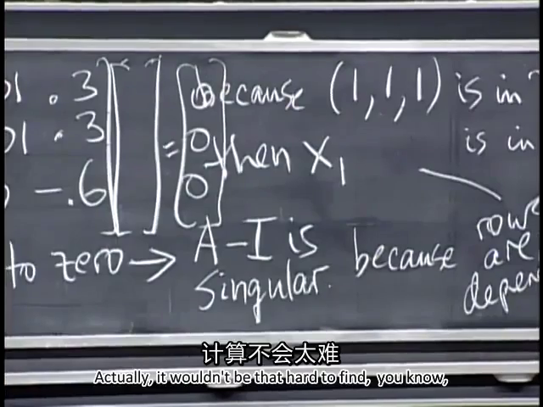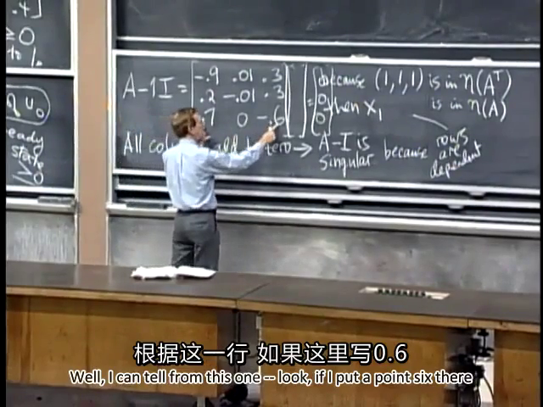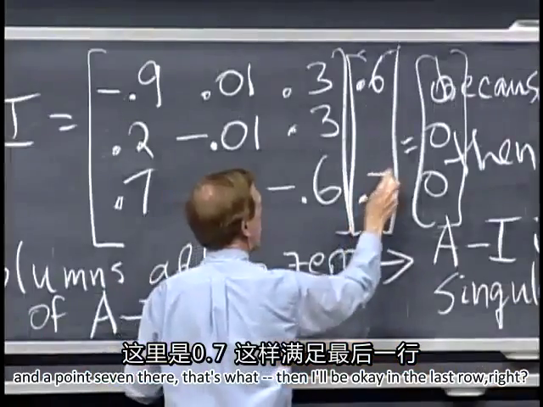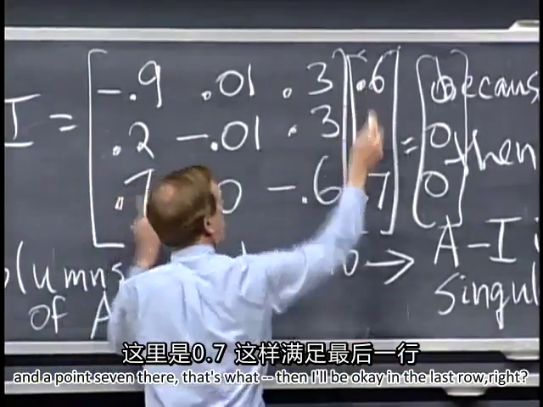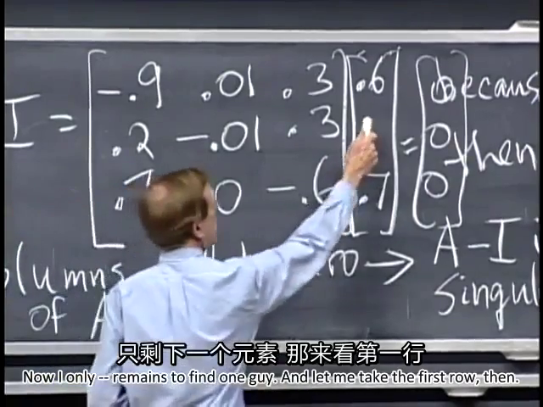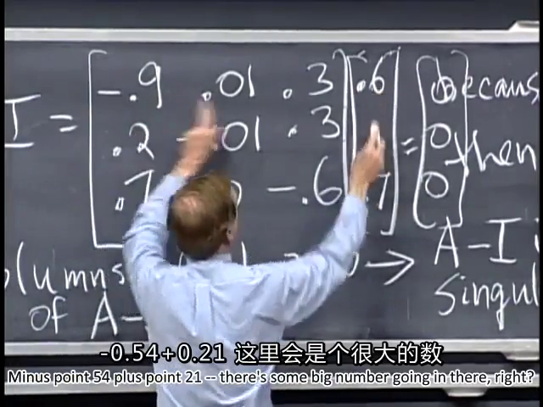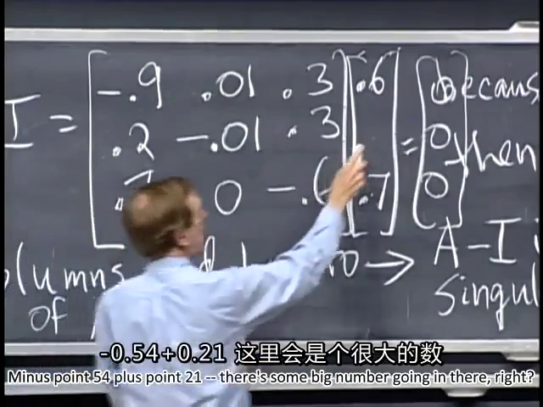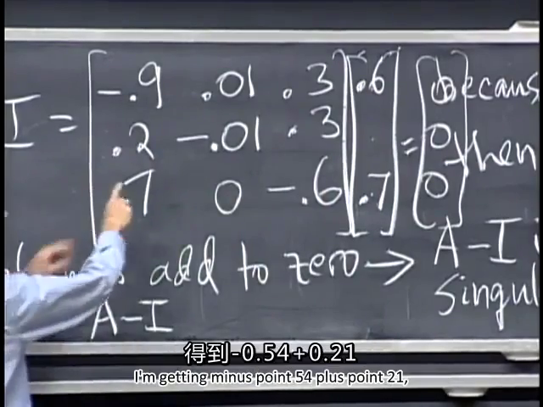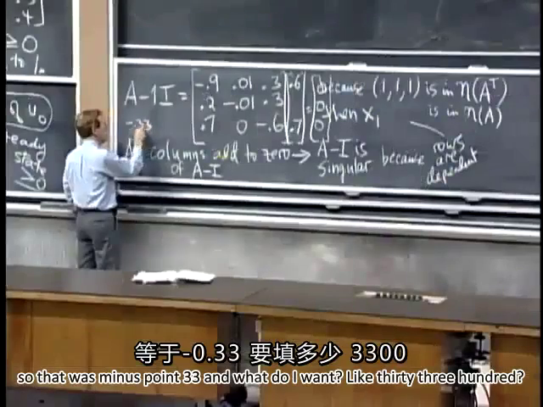Actually, it wouldn't be that hard to find. You know, as I'm talking, I'm thinking, okay, am I going to follow through and actually find it? Well, I can tell from this one, look, if I put a 0.6 there and a 0.7 there, then I'll be OK in the last row, right? Now, it only remains to find one guy. And let me take the first row then. Minus 0.54 plus 0.21. Just to make the first row come out 0, I'm getting minus 0.54 plus 0.21. So that was minus 0.33.